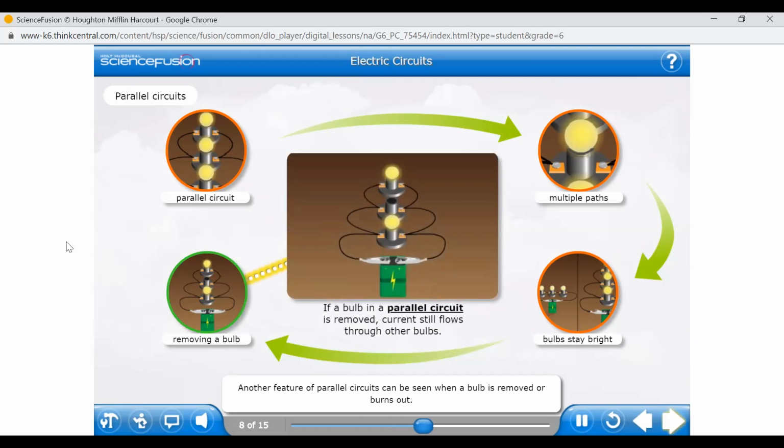Another feature of parallel circuits can be seen when a bulb is removed or burns out. The electric charges continue to follow the other paths, so the other bulbs remain on. This makes it very easy to find a defective device or component in a parallel circuit.